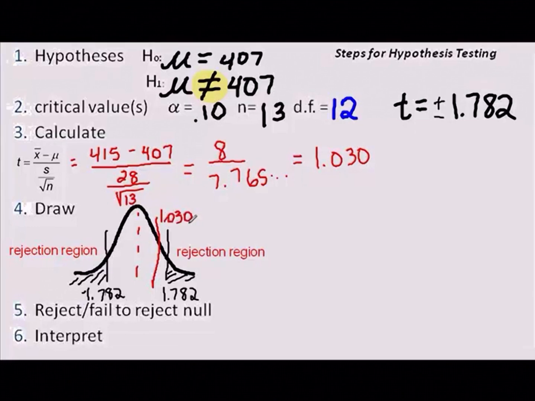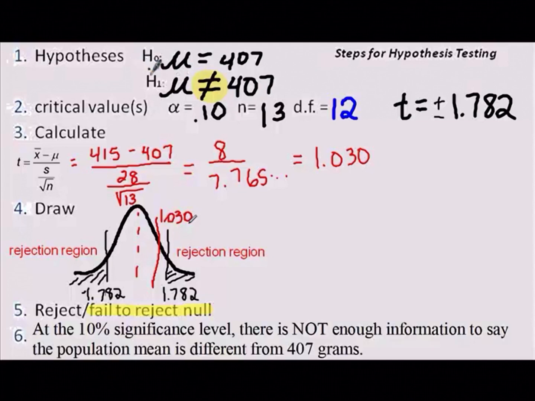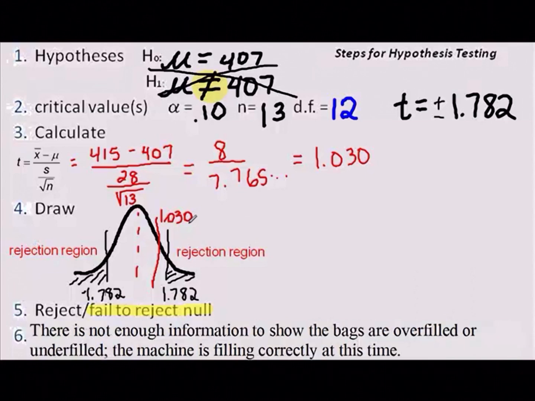Is it in the rejection region? No. So we will fail to reject the null, which means that we were wrong in our interpretation. At the 10% significance level, there is not enough information to say the population mean is different from 407 grams. In other words, there is not enough information to show the bags are overfilled or underfilled. The machine is filling correctly at this time.